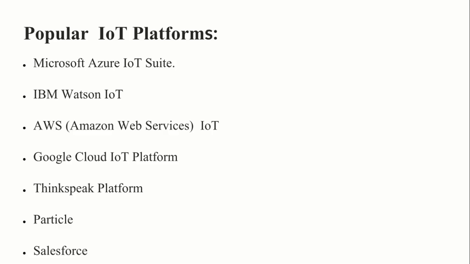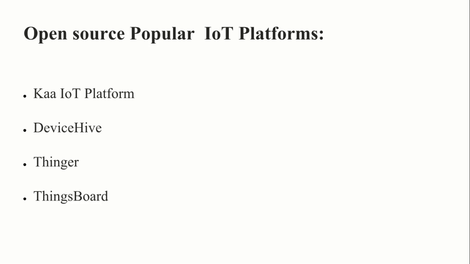Next, we will see about popular IoT platforms available in the market. Microsoft Azure IoT Suite from Microsoft, IBM Watson IoT from IBM, AWS IoT from Amazon Web Services, Google Cloud IoT Platform, ThingSpeak Platform, Particle, and Salesforce. For commercial purposes, these popular platforms are not free. They have pricing as per the user requirement and usage. When we are looking at the open source IoT platforms, popular in the market are Kaa IoT Platform, DeviceHive, Thinger and ThingsBoard.